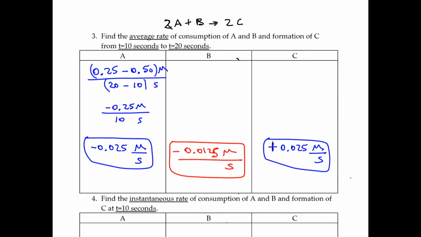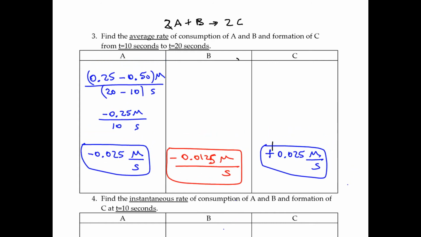And let's suppose we want to find the instantaneous rate. To do the instantaneous rate, we're going to need to look at the slope of the tangent line. You would never have to really get a number for this, but you might have to show it on a graph. And that's going to be the slope of the tangent line at 10 seconds in this case. And that would give you the instantaneous rate of either of these, in this case A, B, or C.